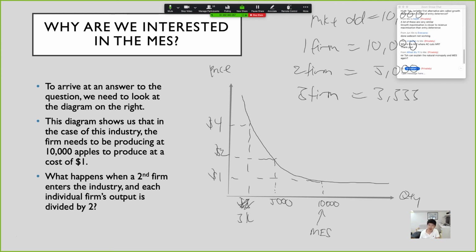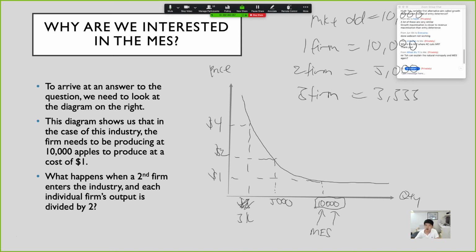So in a market like that, it's better for us to have just one firm producing 10,000 units. Because if one firm produces 10,000 units, they can produce at the minimum efficient scale, and therefore the price of apples will go down to $1, which is cheap. You don't want more firms and more competition just for the sake of competition.